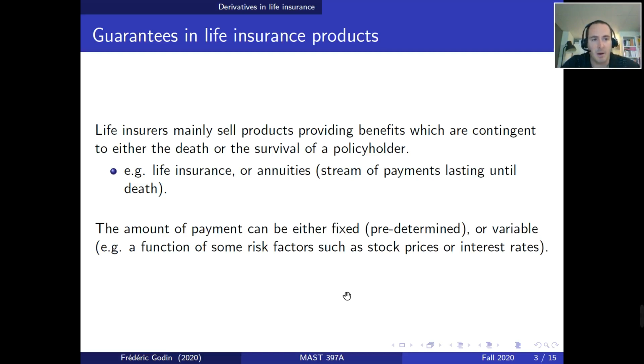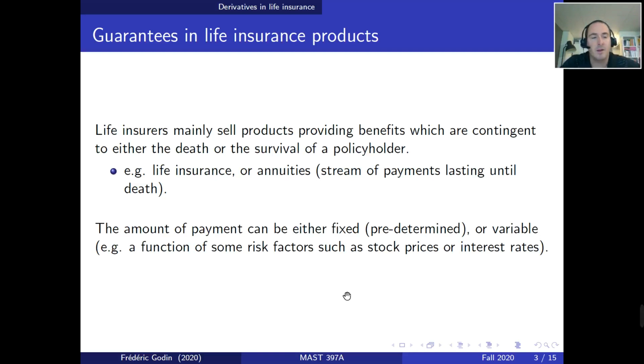For example, life insurers issue life insurance where an individual, or at least its beneficiary, will receive a benefit if the policyholder dies, whereas they also sell annuities, which are streams of payments which last until the policyholder dies. So for example, if somebody wants to retire and make sure they have a steady stream of inflow for the rest of their life, they can purchase an annuity which will guarantee that the stream of payments will not stop before the end of their life.